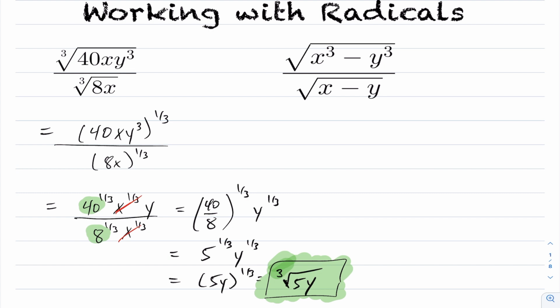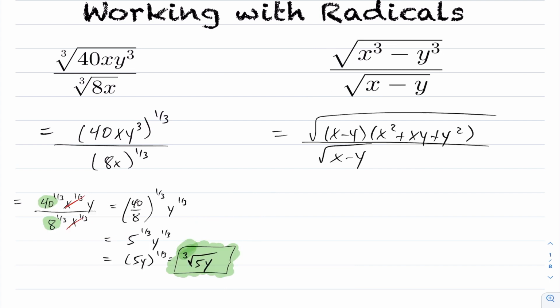All right, let's take a look at the next example. So in the next example here, we want to evaluate the following expression. First thing we should do here is notice we have a difference of cubes going on the top. So I'm going to go ahead and apply the difference of cubes, giving us the following. And you'll notice here I applied my difference of cubes formula.